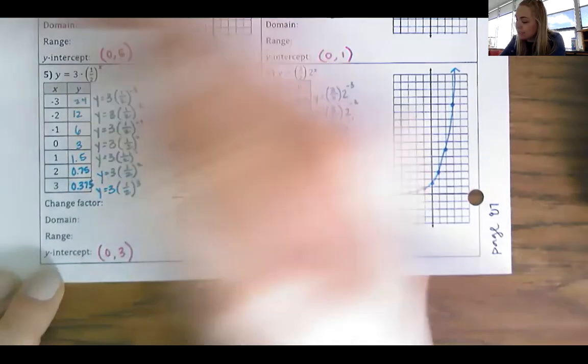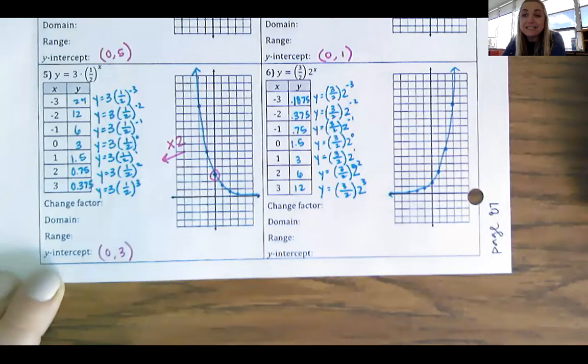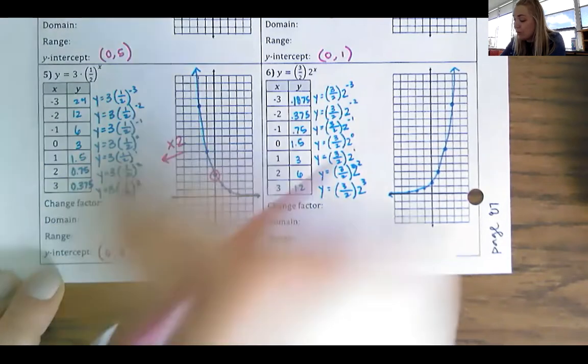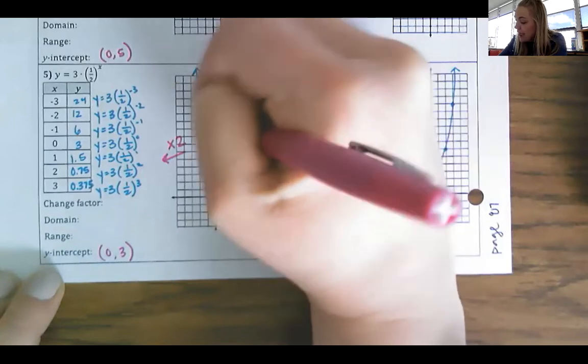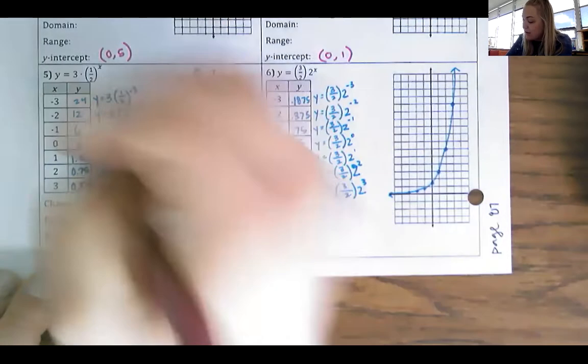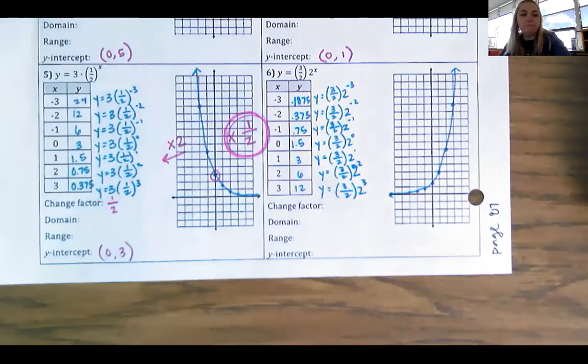Don't you dare circle it. That is not your change factor. That is the left movement. How do you flip that to go to the right? Well, flip over 2, and that is multiplying by 1/2. Now you can circle it. Now that's your change factor.